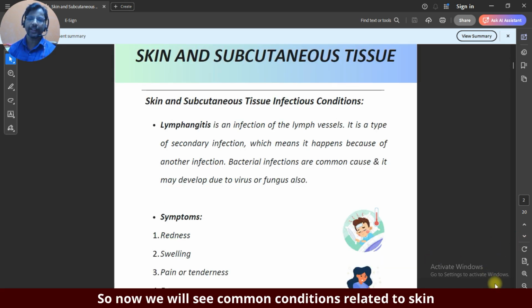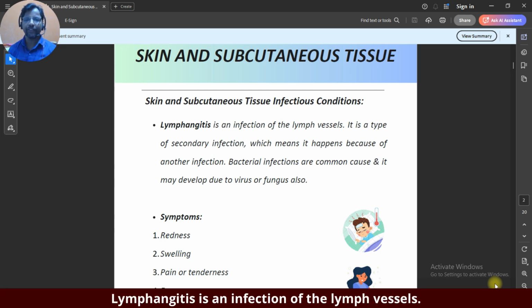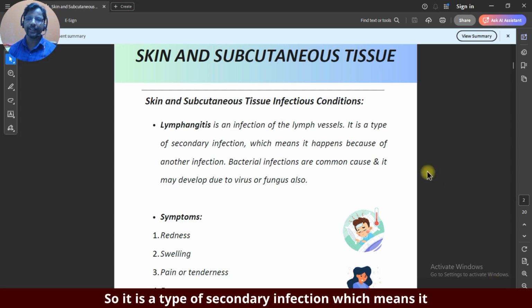Now we will see common conditions related to skin and subcutaneous tissue. Most of the time we will encounter skin and subcutaneous tissue infections, so we will learn a few of them. First one is lymphangitis. What is lymphangitis? Lymphangitis is an infection of the lymph vessels. Lymph vessels are the vessels which filter unwanted fluid. It is a type of secondary infection, which means it happens because of another infection.